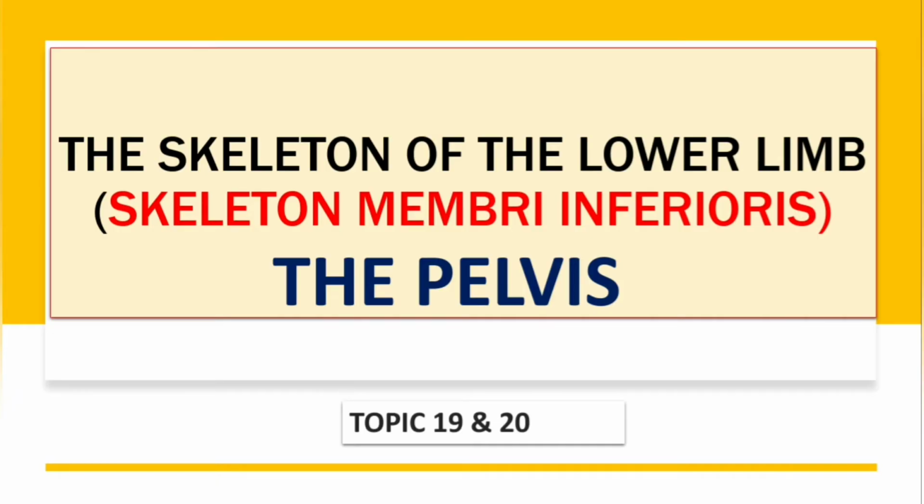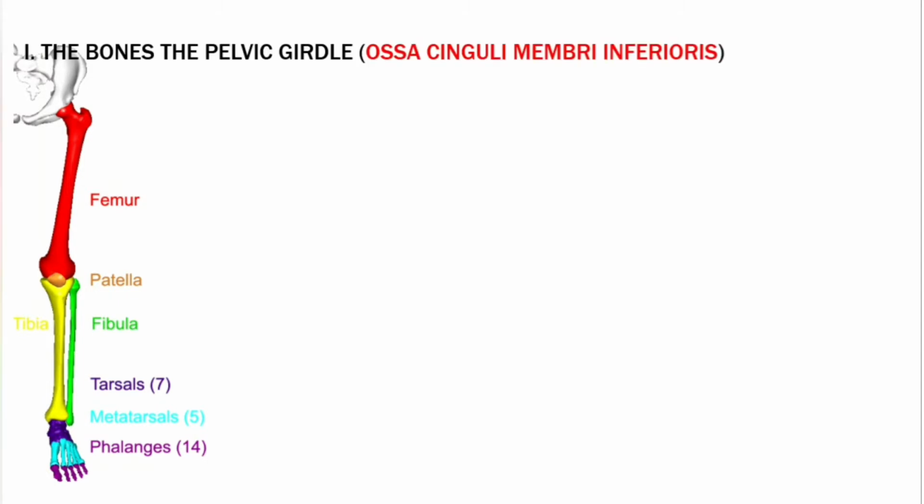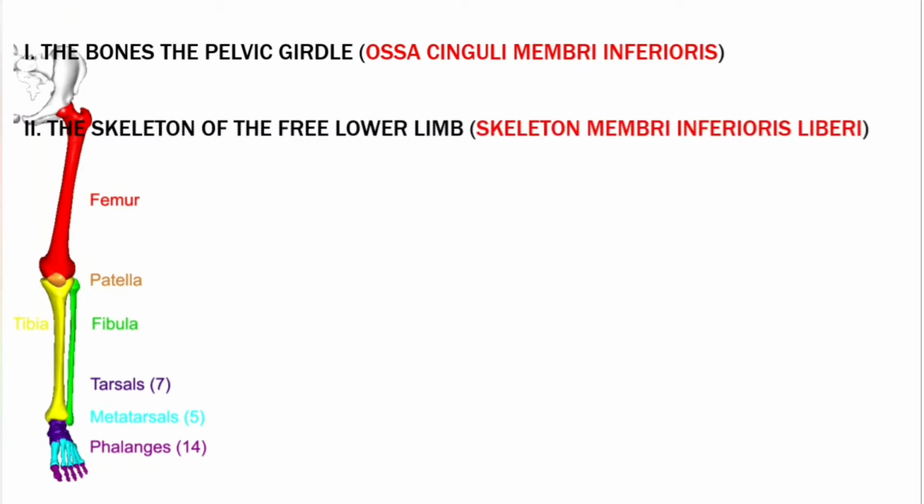Basic medical sciences, welcome. In this video, we are going to talk about the skeleton of the lower limb, skeleton membri inferioris. We will talk about the general classification of the bones of the lower limb, but we'll focus on the pelvis. The bones of the lower limb can be divided into two main groups. Number one, bones of the pelvic girdle, ossa cinguli membri inferioris, and the skeleton of the free lower limb.